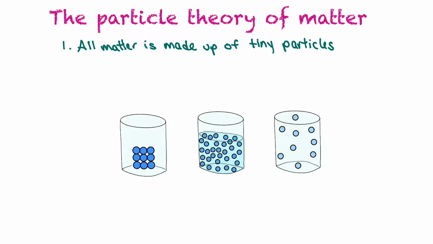The particle theory of matter helps explain what matter is and how it behaves. The first part of the particle theory of matter is that all matter is made up of tiny particles. And these particles are known as atoms and molecules. We'll learn more about that later in our unit. But you can see here, we have 3 cylinders. The first cylinder would be a representation of a solid, so the particles are really tightly packed together. This one would be a liquid, so the particles are a little bit further apart, and then a gaseous form, and the particles are really spread far apart. We'll talk more about that a little bit later.